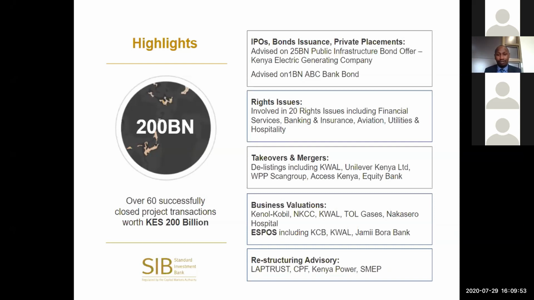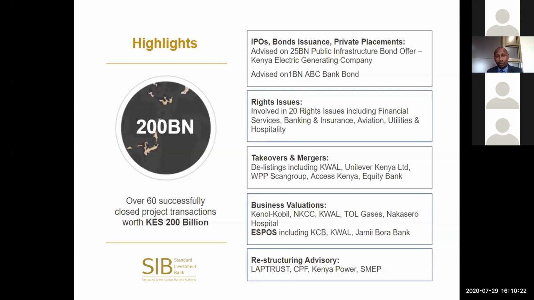So rights issues, basically these are seasoned equity offerings, involved 20 rights issues, including financial services, banking and insurance, aviation, utilities, and hospitality. So a wide coverage of the sectors of the economy, especially in Kenya. So involved in takeovers and mergers, basically mergers and acquisitions, like the recent acquisition of NBK by KCB.